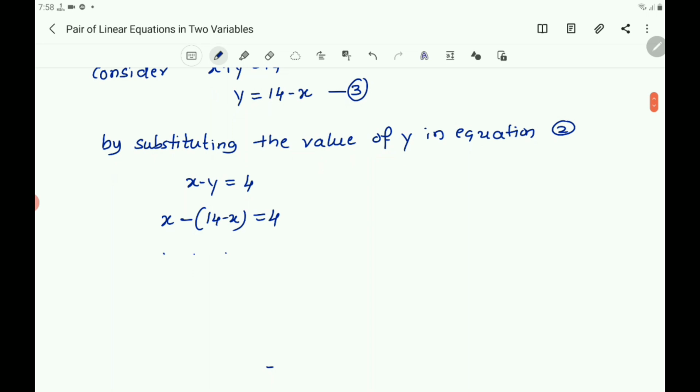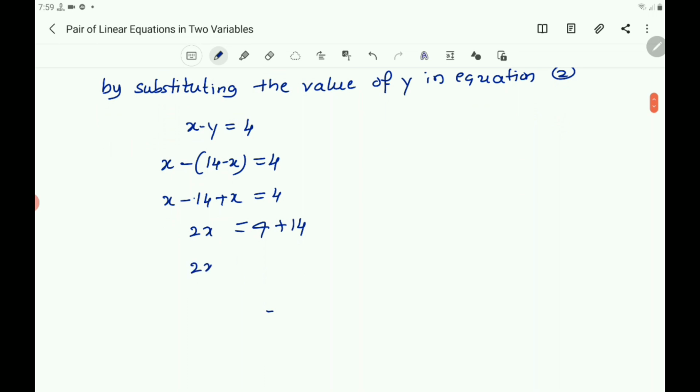Then you simplify it. x minus 14, minus of minus becomes plus x, equals 4. So you got x minus 14 plus x equals 4. Now you add these two. x and x can be added, it becomes 2x. And transfer this minus 14 to the RHS. Then you will get x plus x is 2x equals 4, and minus 14 transferred to the RHS becomes plus 14. Then you will get 2x equals the sum of 4 and 14, which is 18.